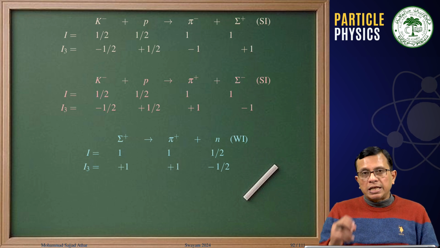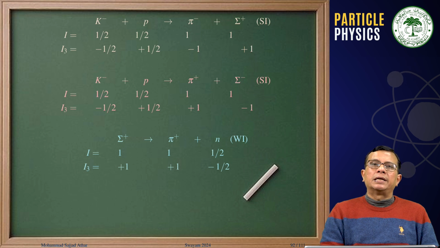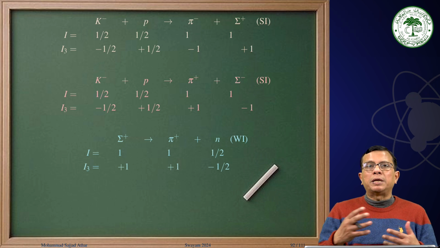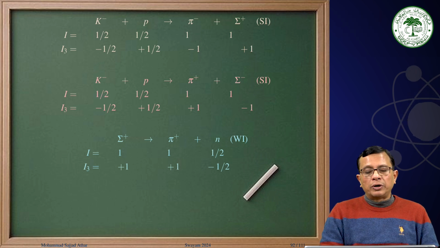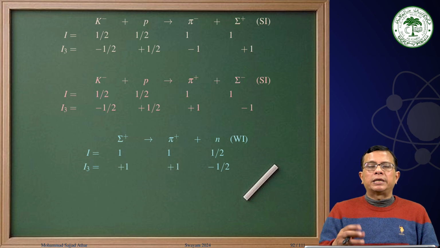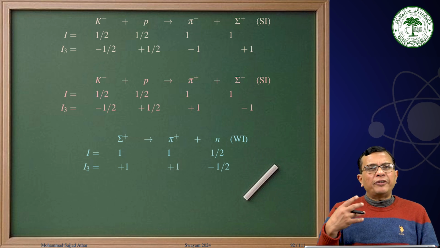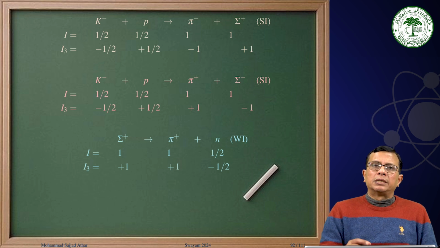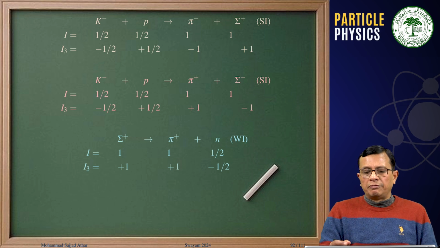Then when these strange particles decay, they decay via weak interaction. They have a very long lifetime, of the order of nanoseconds, picoseconds, etc. Therefore, when I am talking about the decay of lambda, sigma, omega, or any strange particle, whether a K plus or K minus, it will take place via weak interaction. And you can see that when we are talking about weak interaction, neither I nor I3 will be conserved.